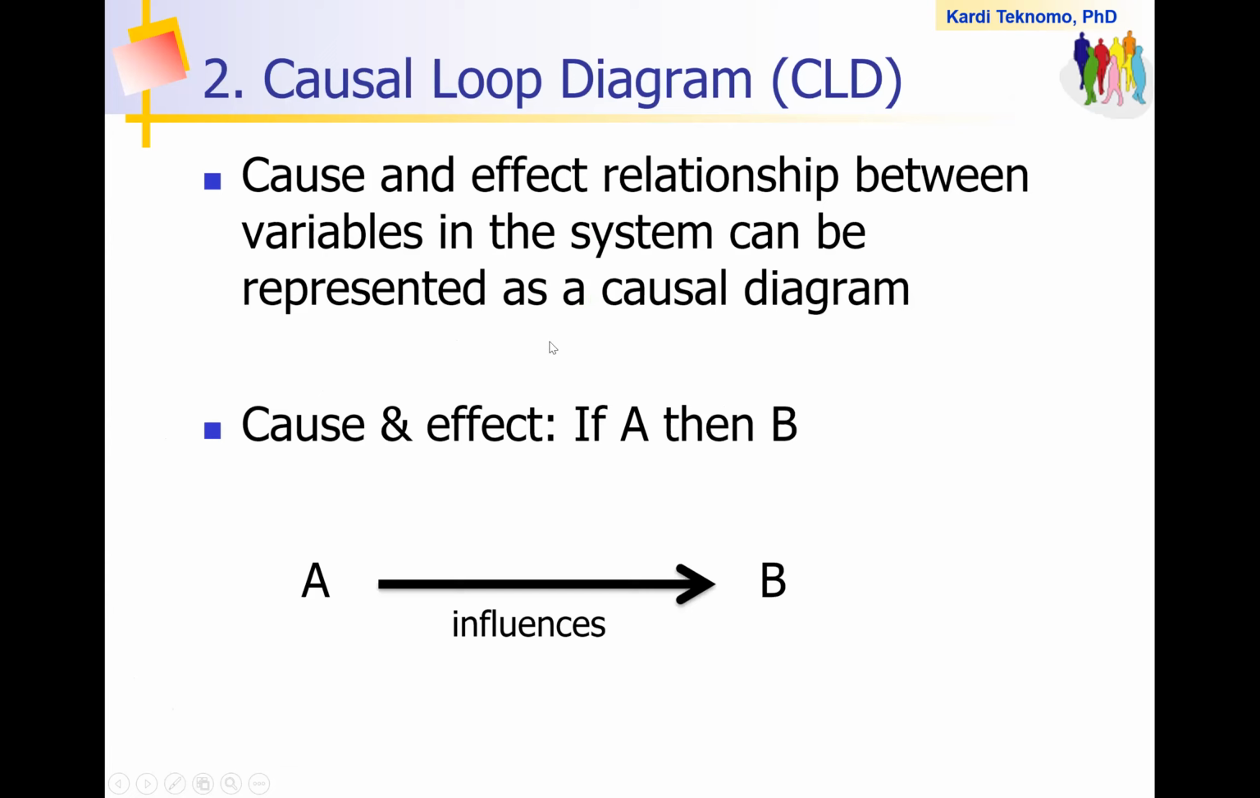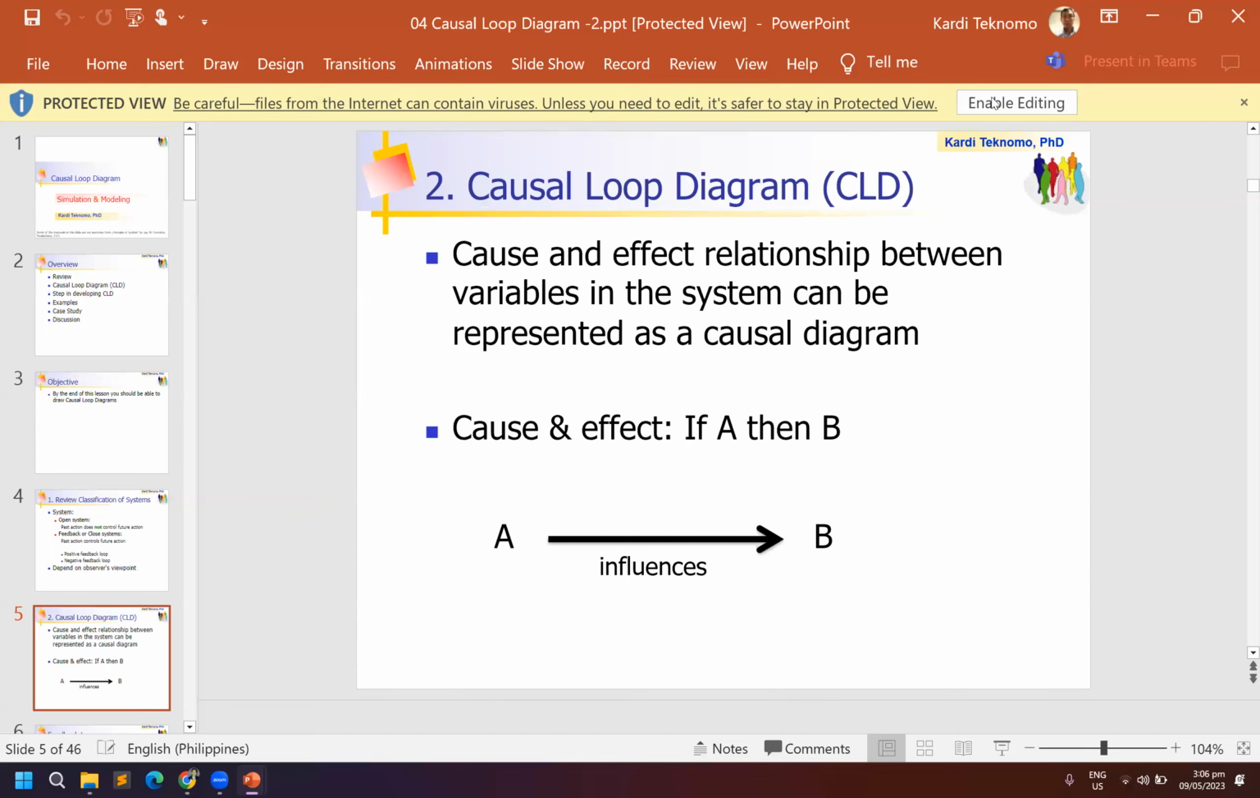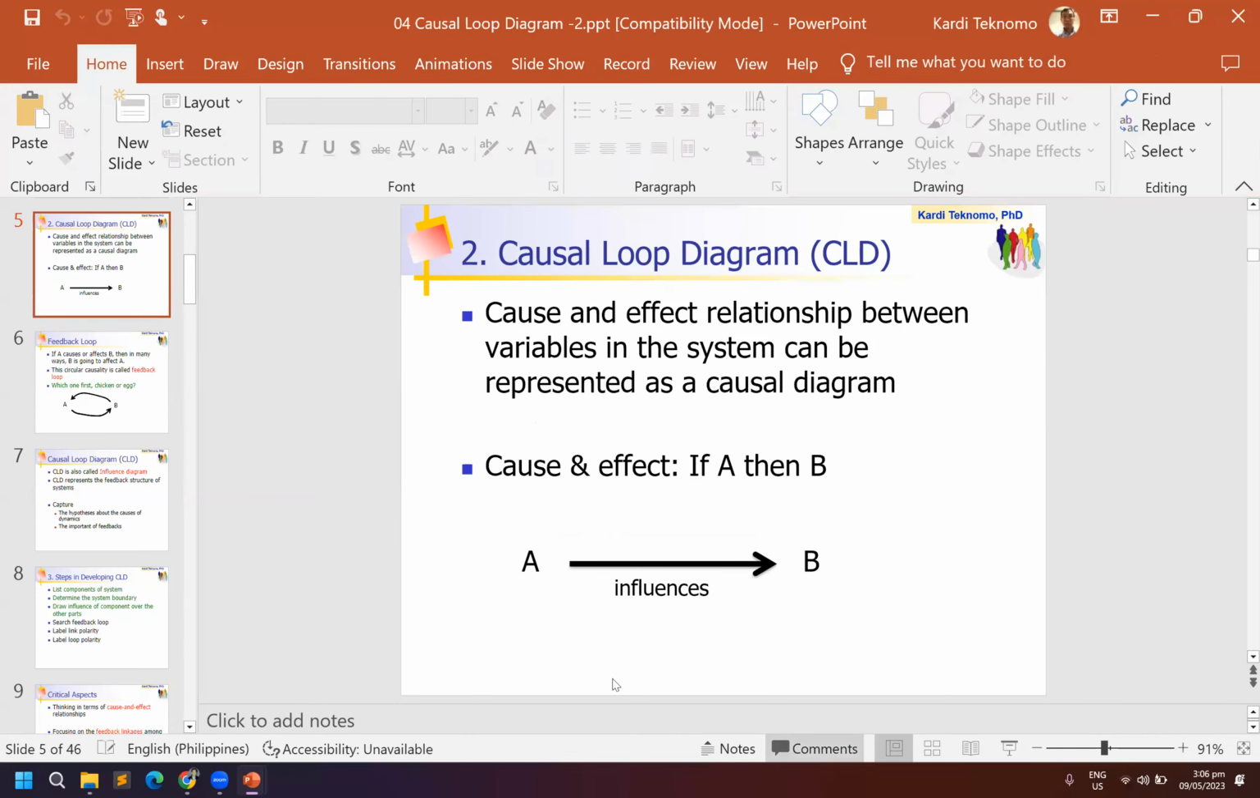So today, I would like to introduce what is called causal loop diagram or CLD. This will help you to design the system that you want. Say you have two variables A and B, and then you check the cause and effect. In this case, if A, then B, then you will draw an arrow like this.